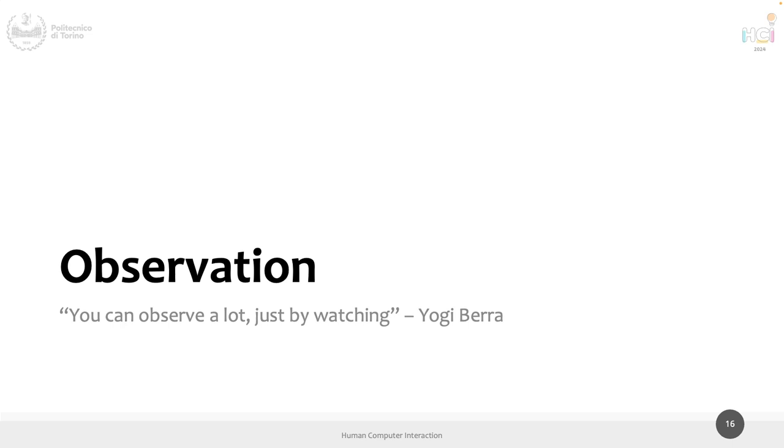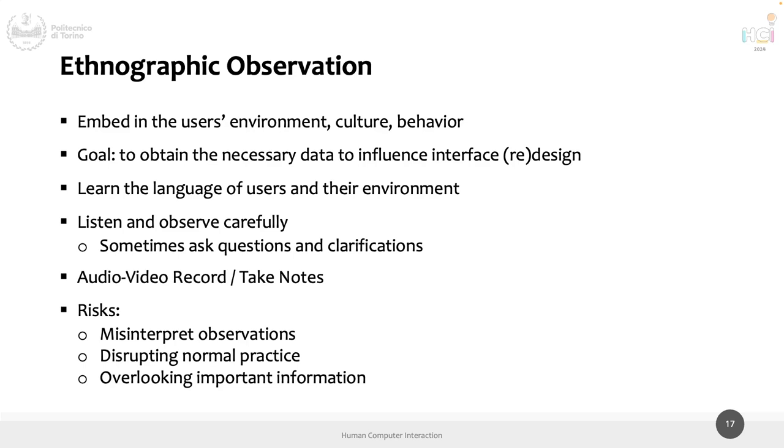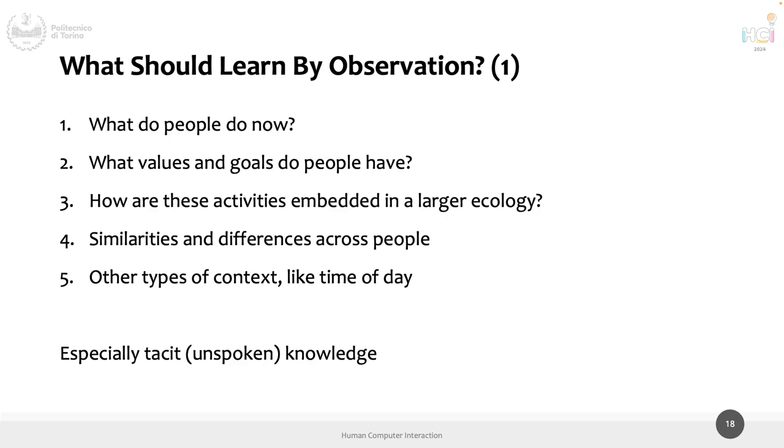So still about need finding. Last time we stopped speaking about observation. We actually started speaking of observation on Wednesday. And so we said that one of the goals of observation is to learn the activities, learn the processes versus the practice. And there could be some risks, like misinterpreting what you're seeing, and you can also disrupt normal practice because you are one additional element in the context. And you can also overlook, especially if you're not particularly expert in observation, some important information. Maybe you focus on the small details and not more important information. So these are three risks to keep in mind.